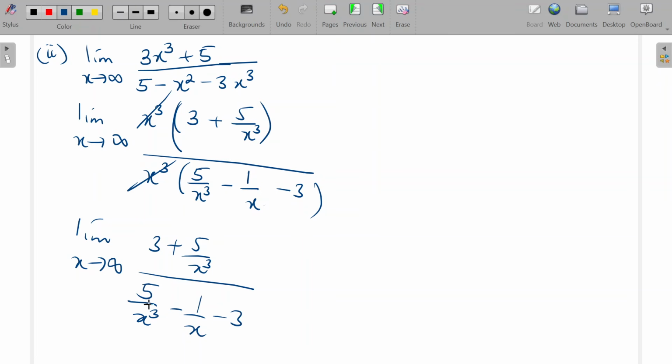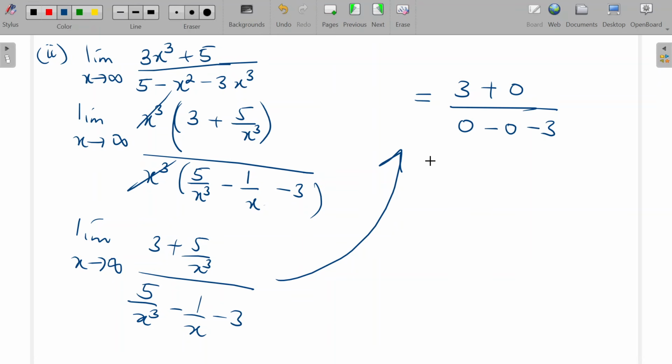So now you've seen these ones that have 1 over x, 5 over x to the power 3, as they are approaching infinity, the number gets closer and closer to 0. So because that is the case, you are going to say that the limit is equal to 3 plus 0 over, even here at the bottom it is going to be 0 minus 0, then minus the 3. As a result, it's going to be 3 over negative 3, and the answer will be negative 1. Are we together?